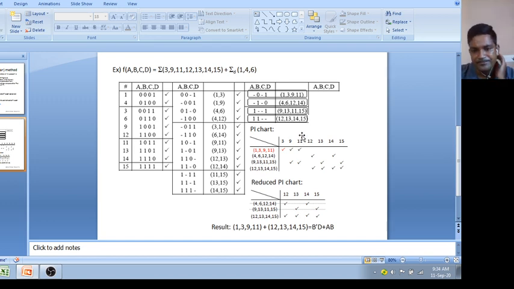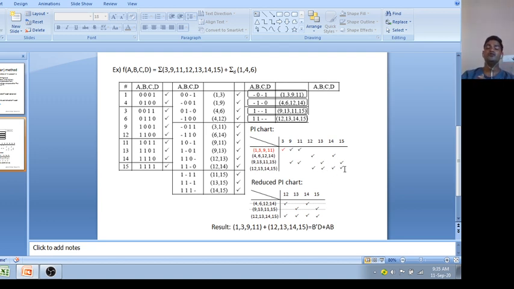Now tick 1 3 9 11, just tick here 3 9 11. Next 4 6 12 14. Where is 4? 4 is not here, 6 is not here, 12 14, yes, 12 here, 14 here. Next 9 13 11 15, 9 13 11 and 15. Now 12 13 14 15, 12 13 14 15.